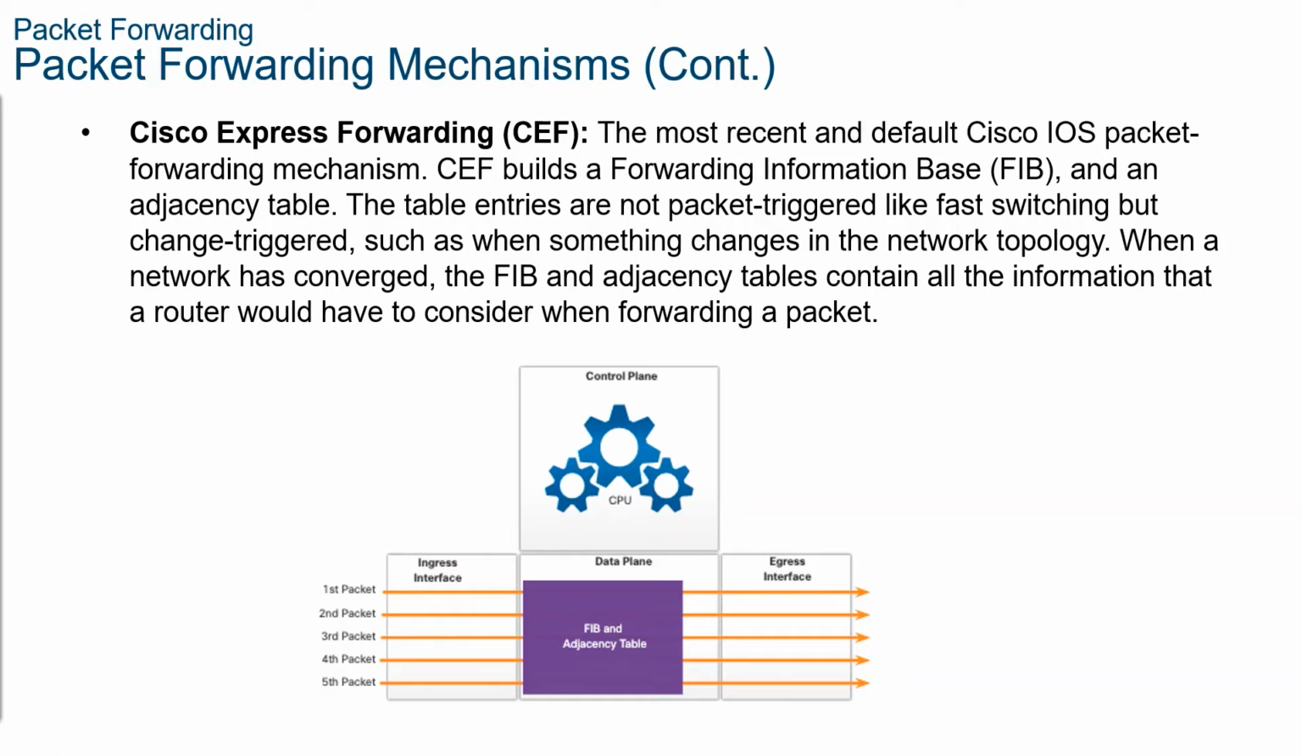So Cisco Express Forwarding is the fastest forwarding mechanism and the default on Cisco routers and multilayer switches. CEF builds the FIB and adjacency table after the network has converged. When you say converged, this is the state of stability of the network. So all 5 packets are quickly processed in the data plane.